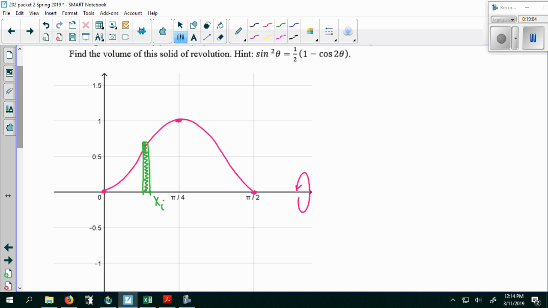Rotate that about the x-axis. It's going to sweep out a disk that has some width delta x. And the radius is just the height of this rectangle, which is sine of 2x_i.